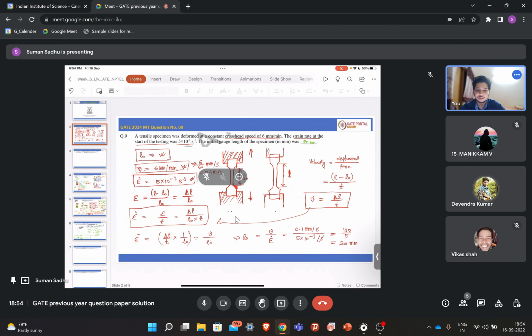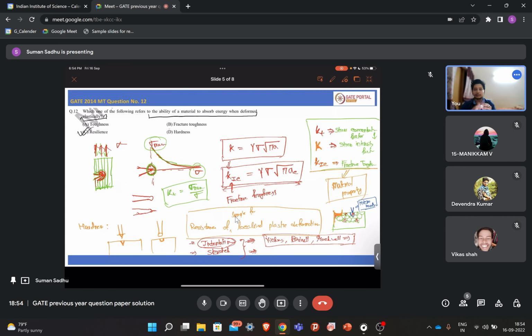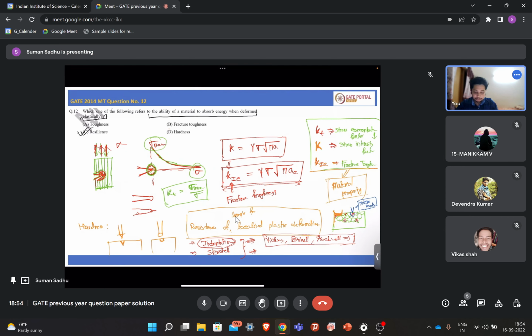Sir, please repeat the fracture toughness definition. Okay, let me first tell the definition. Fracture toughness is a critical stress intensity factor for which the crack propagation rate will be very rapid and which will lead to fracture. It is a critical value for which your fracture will occur.